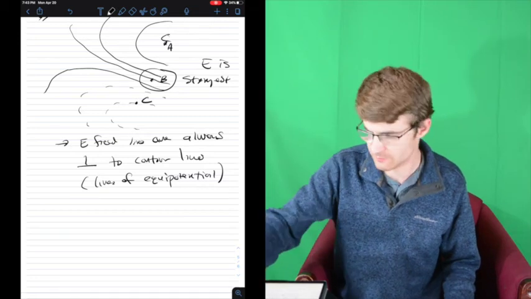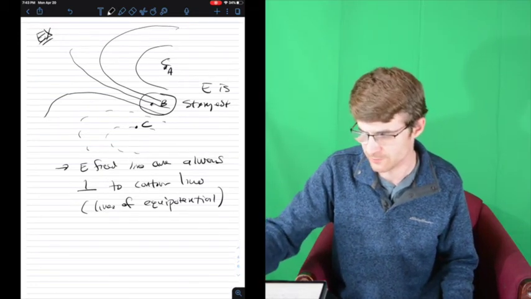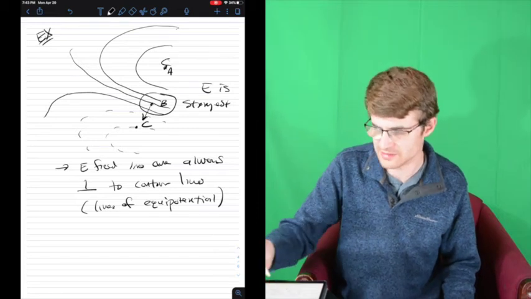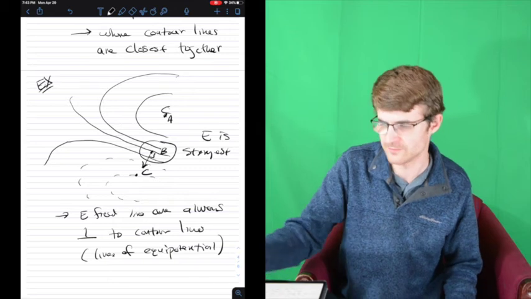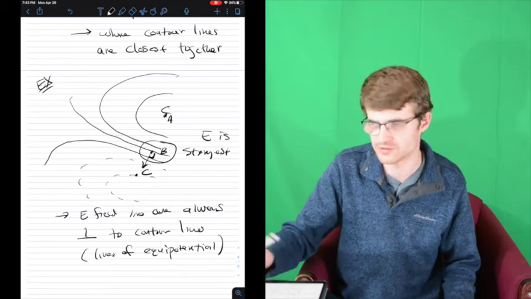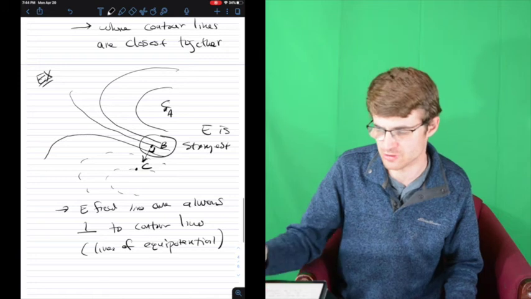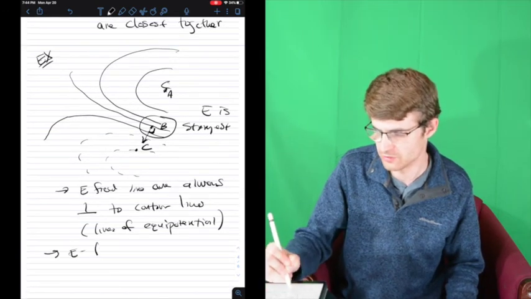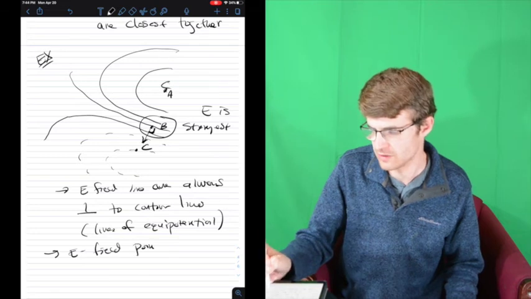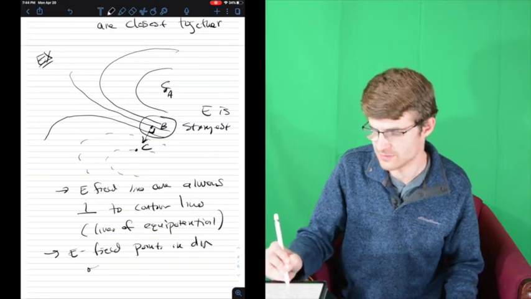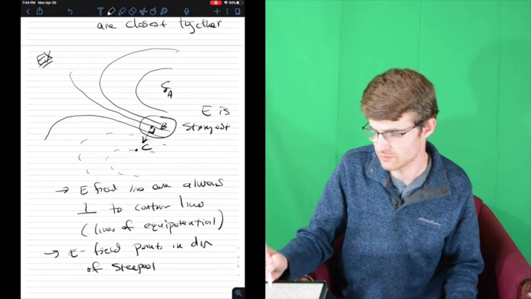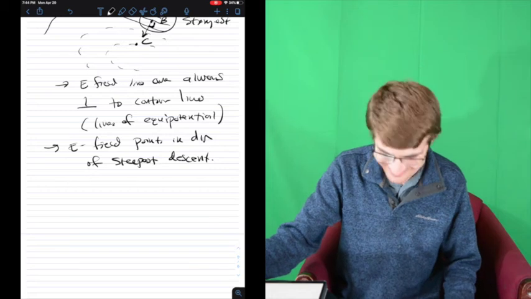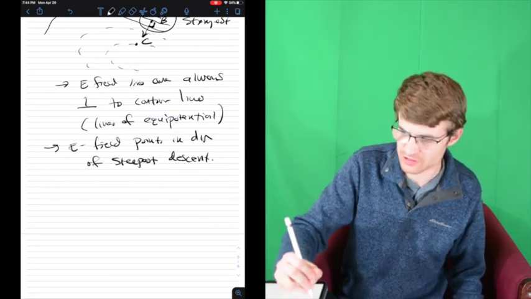So in that case, by the way, let's go back over here and just show you the electric field would be pointed in the direction of steepest descent, and it's perpendicular to the contour lines from which it originates. So it's important to make sure that that's perpendicular there. So again, E field points in the direction of steepest descent. Okay, all right, so one quick example just to bring this all together.